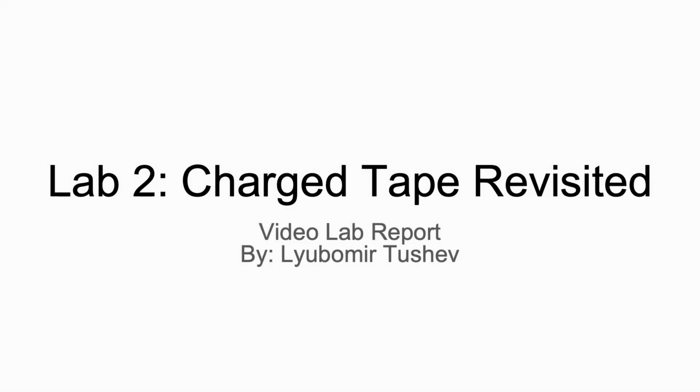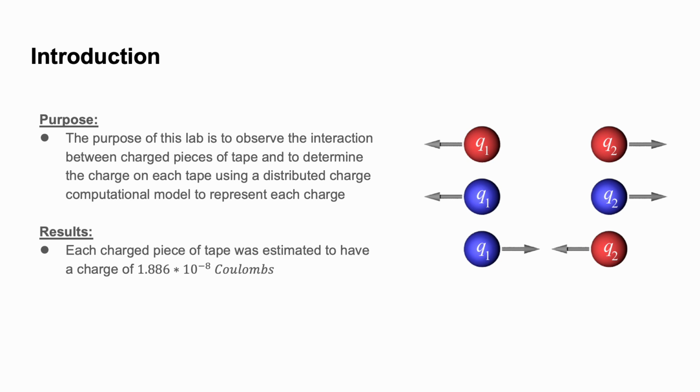Hello, I'm Lubo and this is my Lab 2 charge tape video lab report. The purpose of this lab, just like in Lab 1, is to observe the interaction between charged pieces of tape and determine their charge, this time using a more sophisticated computational model to do so. The results of this lab, summarized, are that each charged piece of tape was estimated to have a charge of 1.886 times 10 to the negative 8 coulombs.